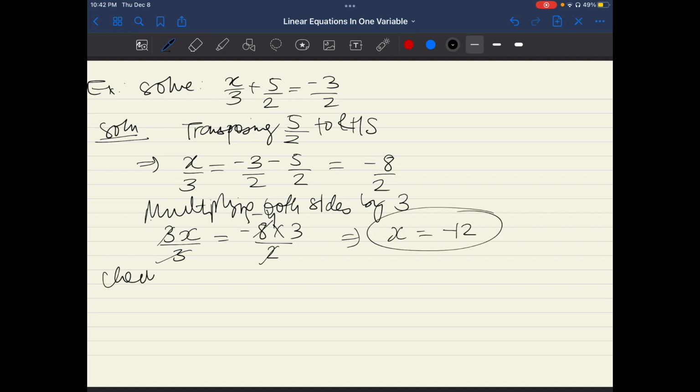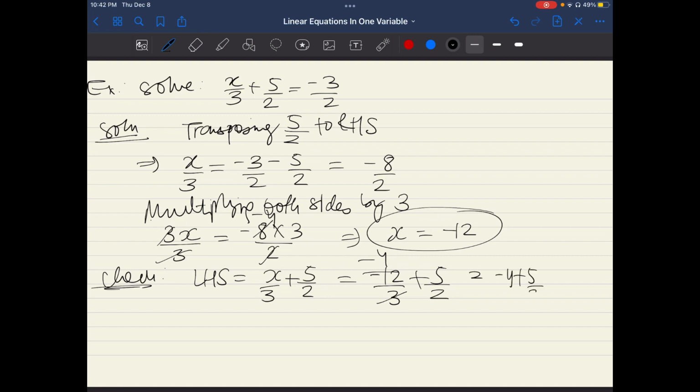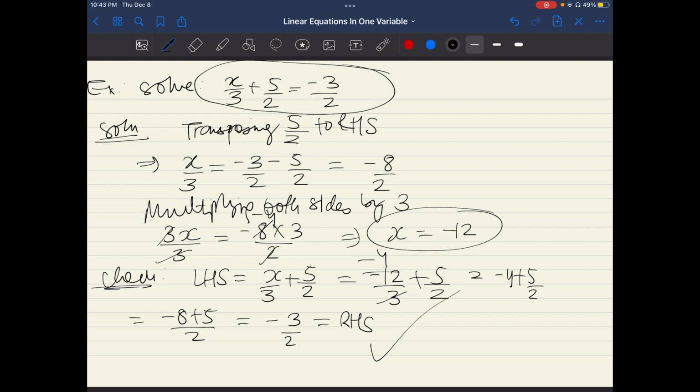And now again, to check, we will take our LHS, which is x over 3 plus 5 over 2, and we will substitute the value of x, which is minus 12 over 3 plus 5 over 2, which turns out to be minus 4 plus 5 over 2, which is minus 8 plus 5 over 2, which is minus 3 over 2 equals RHS. Therefore, x equals minus 12 is the correct solution to the equation x over 3 plus 5 over 2 equals minus 3 over 2.